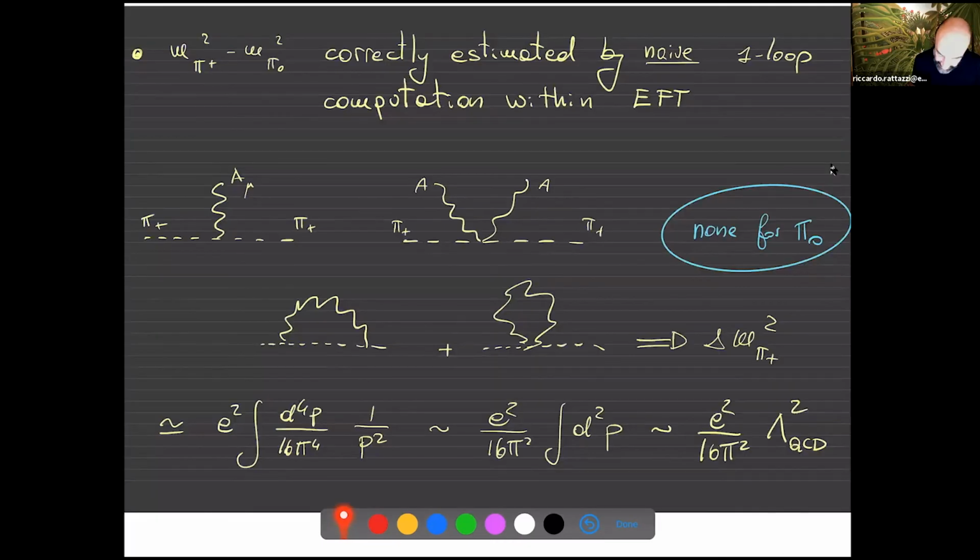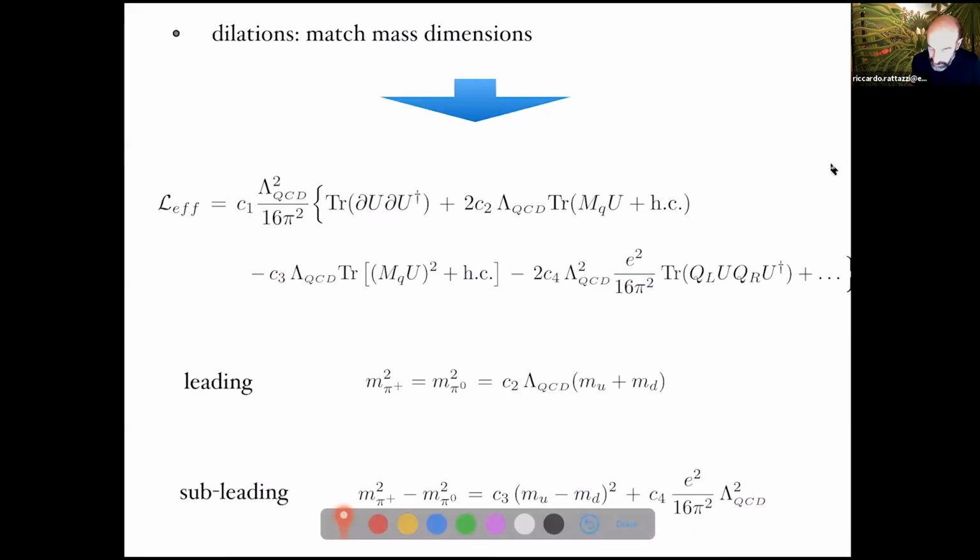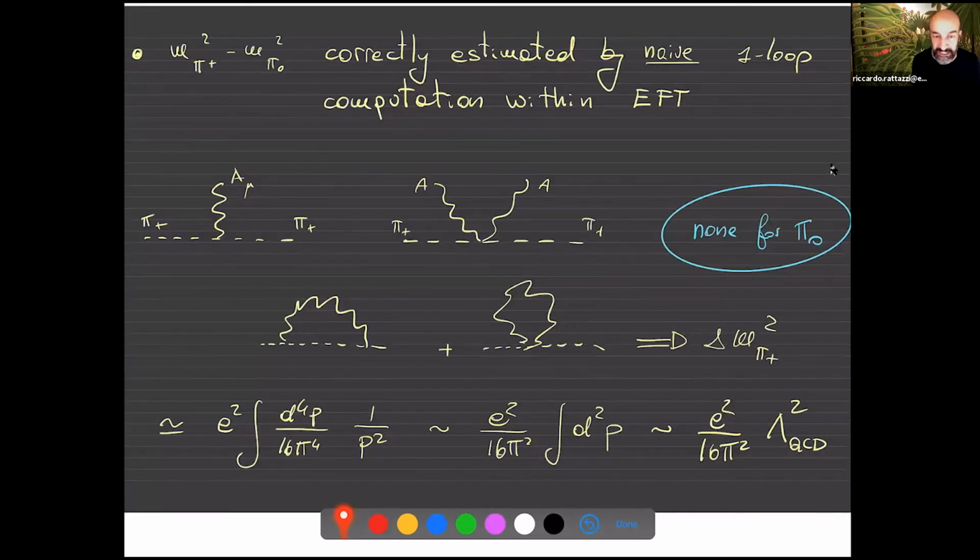I should say that this contribution here, which I estimated using dimensional analysis and selection rules in a careful way, I could have guessed its presence without making any mistake, simply by doing some naive computation in the effective theory. What I could have done is take the effective theory for the pions. Now you see the pions have a photonic interaction. They interact with the photon. In fact, only the pi plus interacts. The pi zero does not interact because it's neutral.